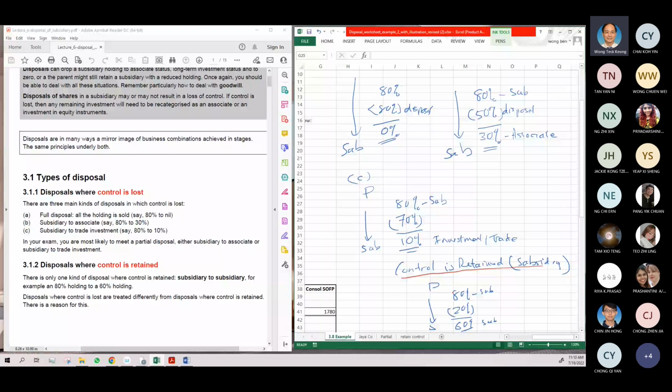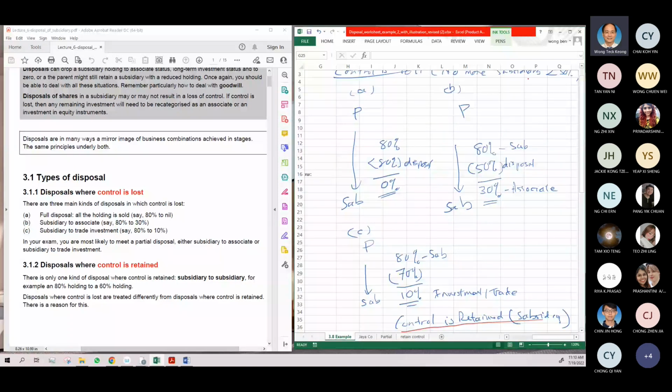Okay, up to here, any questions? Then you will realize that this is actually the opposite of step acquisition. From 0% you buy 80, from 30% you buy 50, you get 80. From 10% you buy 70, you get 80. Okay, you go up, now you go down, dispose of. So in here, increasing is now reducing.